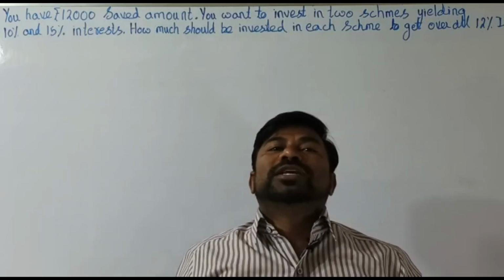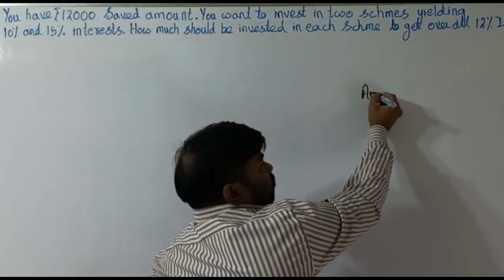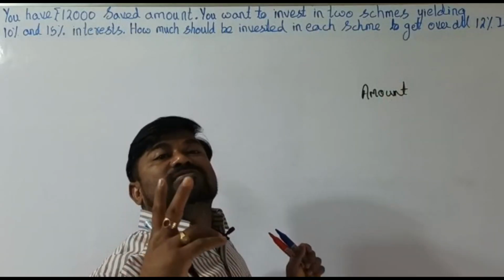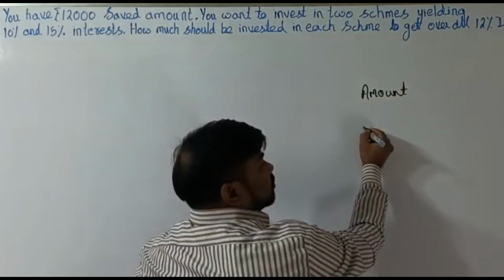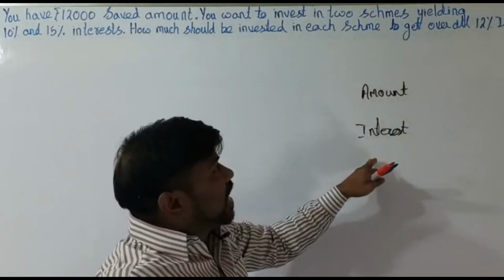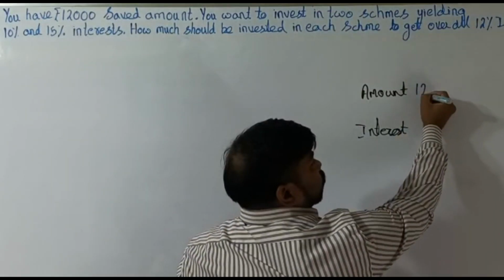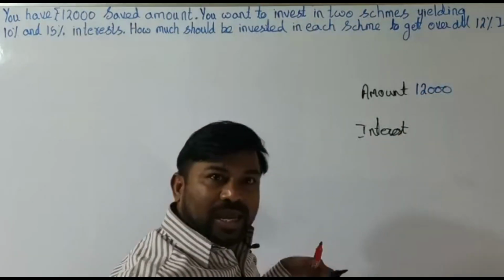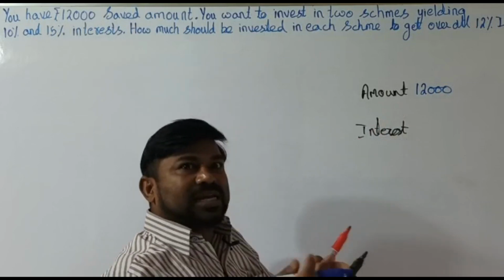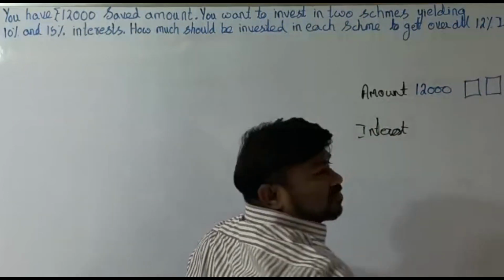Now, let me explain in terms of some equation. What is the amount we have? We are dealing in terms of amount. The sum is dealing with two things, amount and interest. Amount he is talking about, and interest he is talking about. What's the total amount you have? You have 12,000 rupees, which you are making into two parts. We have invested something in the first one and something in the second.